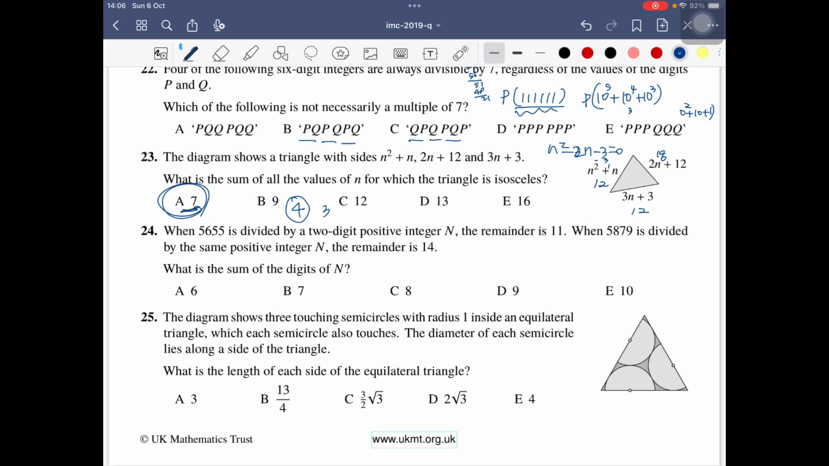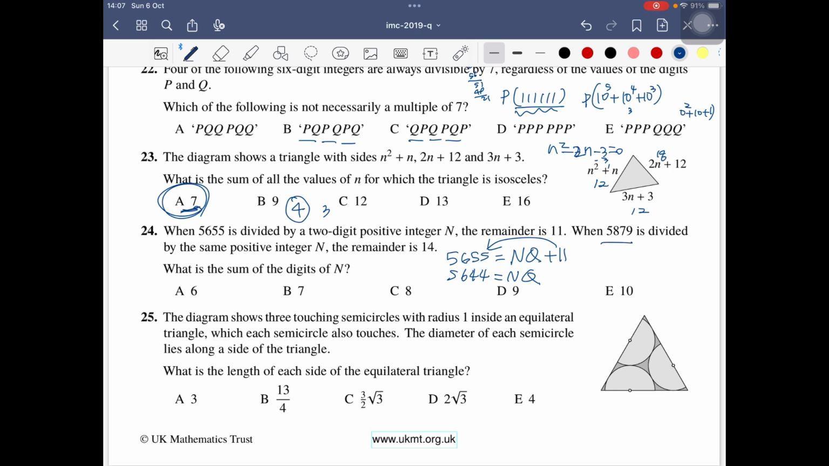24. 5655 divided by a positive integer n, the remainder is 11. So 5655, we divide by something, the remainder is 11. Which means when we express the number 5655 with dividend P and divisor Q, the remainder is 11. And when we subtract it, 5644, the divisor is a factor of 5,644.